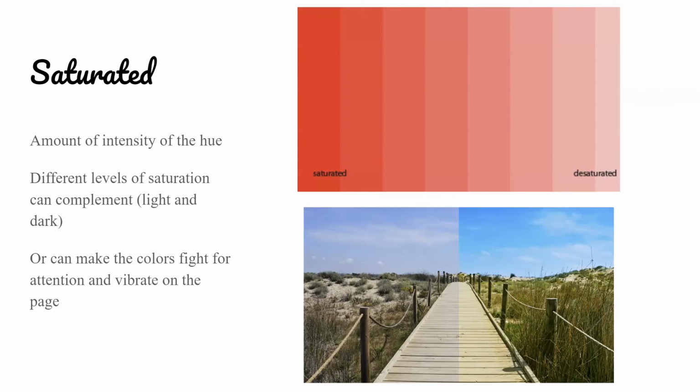Next we have saturated colors. So this is the amount of intensity of a hue. The first example we have here is saturated, and the lighter it goes, the more intensity it loses, so it becomes desaturated.